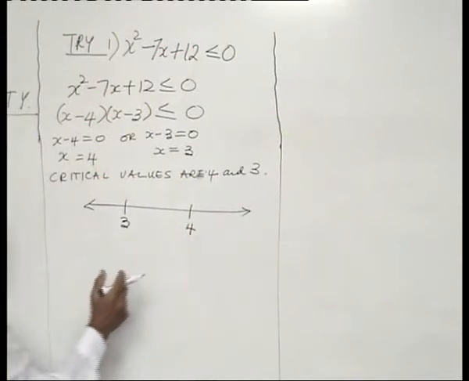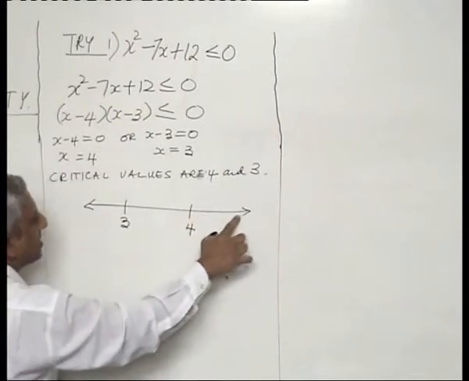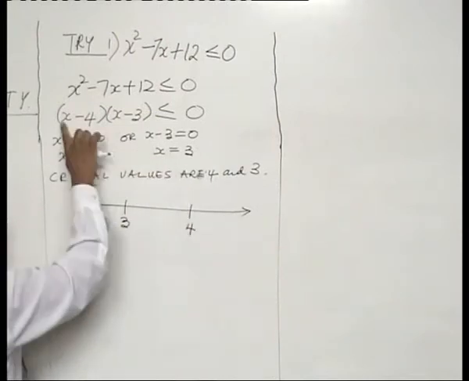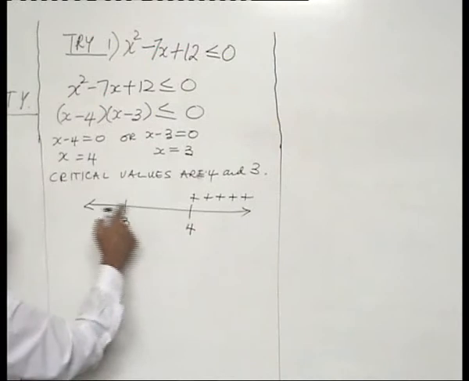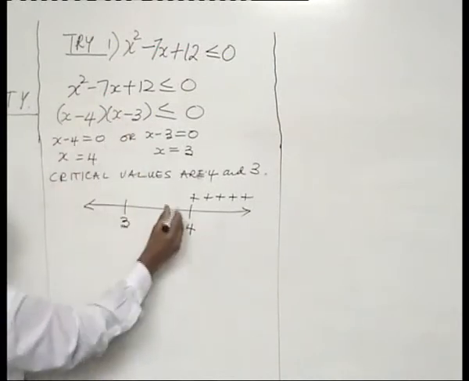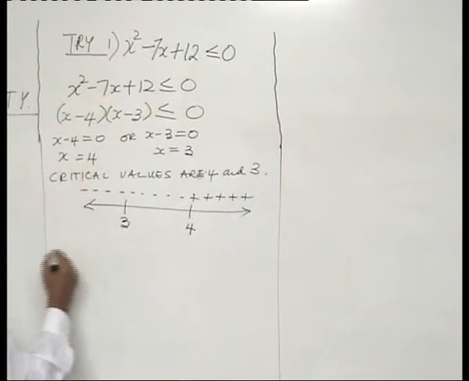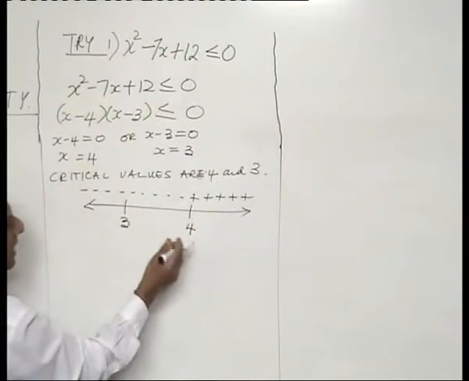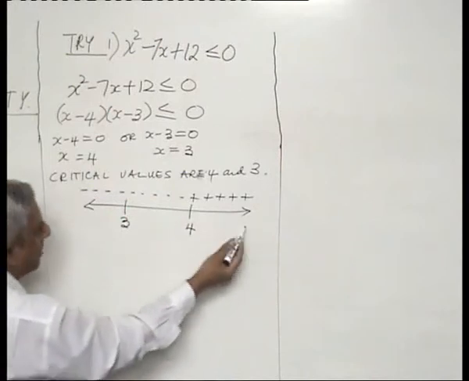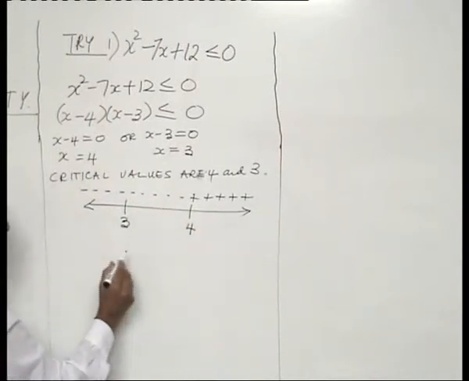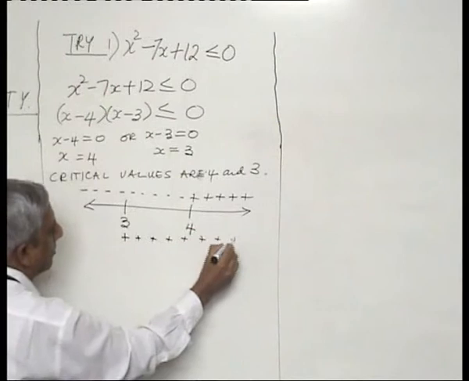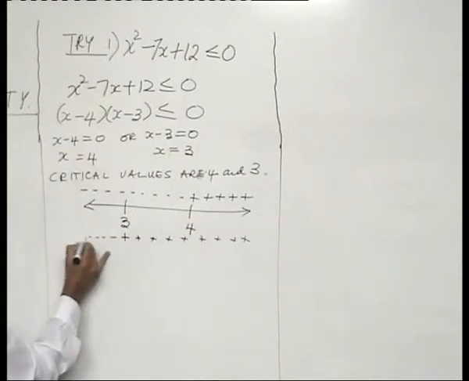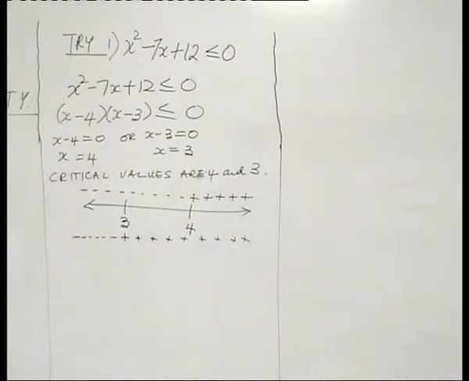Okay. Now, if I take any number from this side and put it inside here, it's all going to be positive. If I take any number from this side and put it here, I'm going to get negative. So, to avoid doing that all the time, we have discovered, and we know that to the right of 4 you will get plus, to the left of 4 you will get minus. To the right of 3 you will get plus, and to the left of 3 you will get minus.